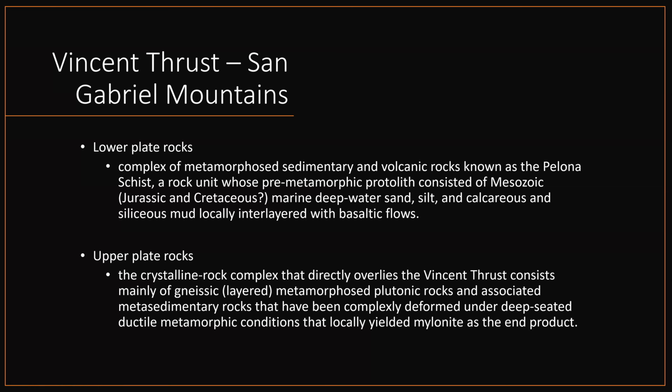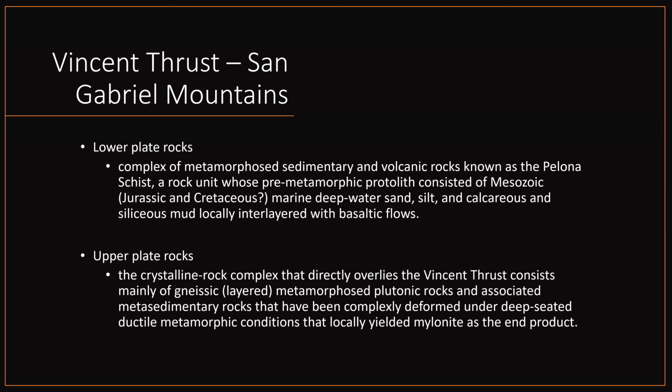Okay, so then the upper plate rocks are crystalline rock that is complex, that directly overlays the Vincent thrust, consists of mainly gneissic layered metamorphic rock. So remember, gneissic material or gneiss rocks are basically black and white banded rocks that were previously granitic. So remember, they were granites before, now they are gneiss from the metamorphism.